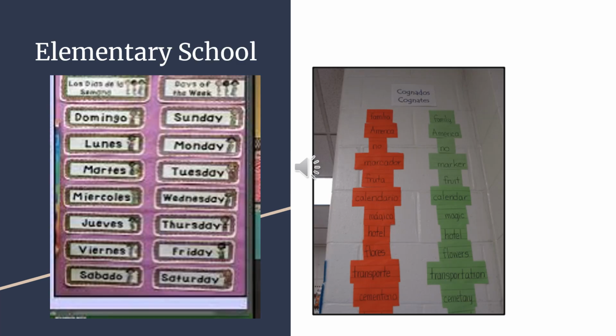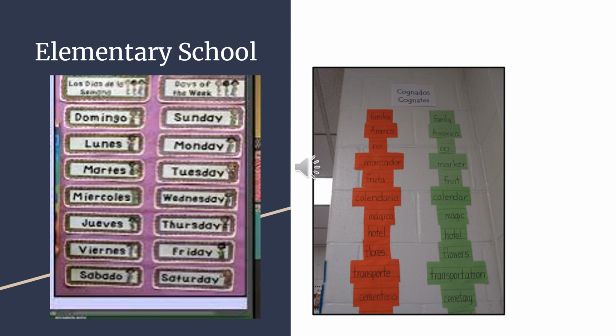In this elementary school example on the left hand, I have a word wall that is describing the vocabulary for the days of the week. On the left side is the Spanish and on the right side is the English. And I know for me, while I was learning Spanish as my second language, being able to see it in English and Spanish was very helpful for me to make the connection between what the words meant and what the words were.